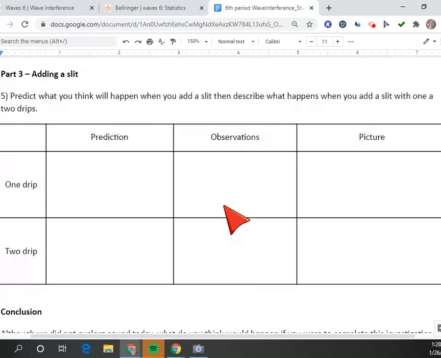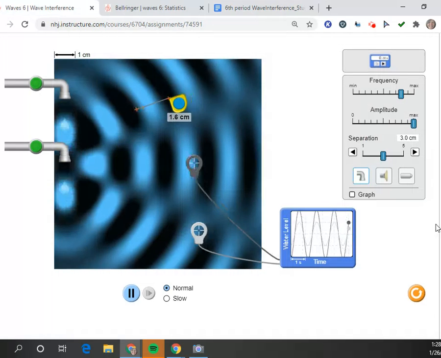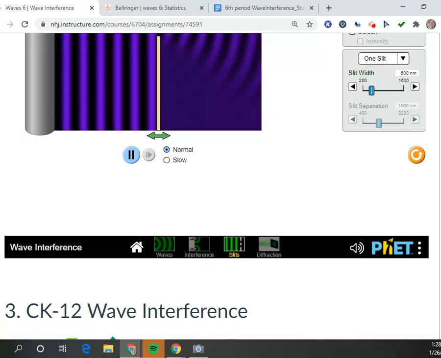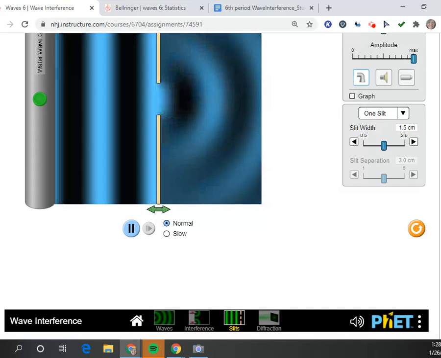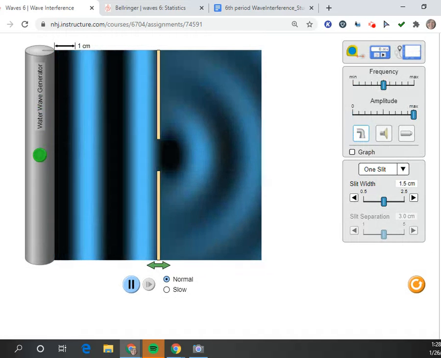All right, wait, just one more part. Part 3, adding a slit. Predict what you think will happen when you add a slit, then describe what happens when you add a slit with 1 and 2 drips. Okay. So, slits. Okay. And it wants us to drip, so it wants water. Okay.